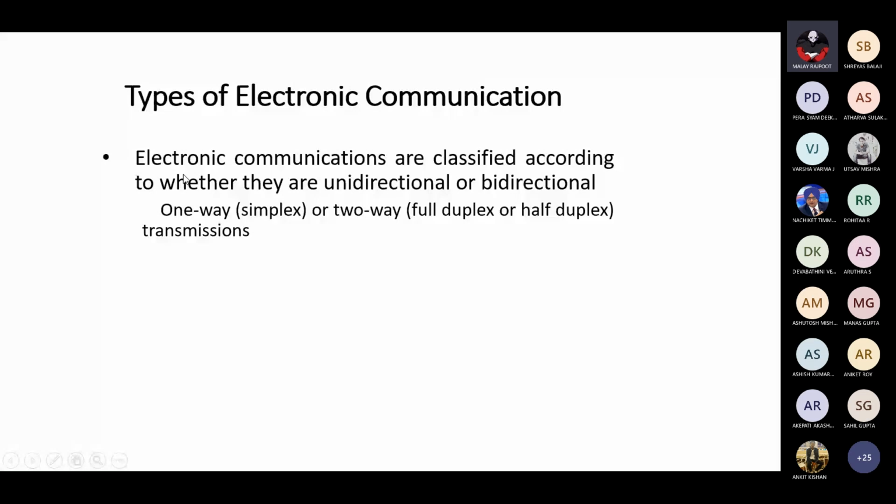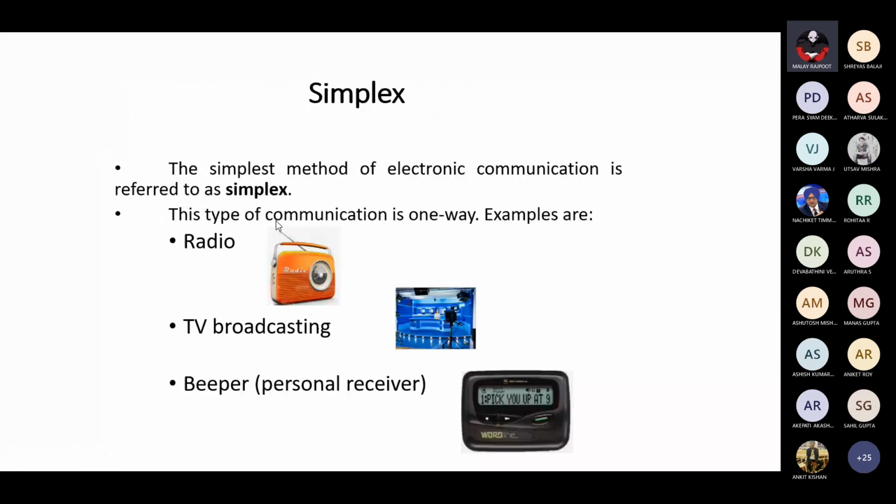So first, electronic communications are classified according to whether they are unidirectional or bidirectional. If it is unidirectional, we call it one way, or simplex communication. You would have heard of one-way communication. In the previous days, we used radio communication, which is also a kind of one-way communication, and TV broadcasting is also one-way communication, where the user is sitting at one place and the data is telecasted. We have also used beepers or pagers, where we can only receive the text. All these are one-way communication, which is a simplex transmission.